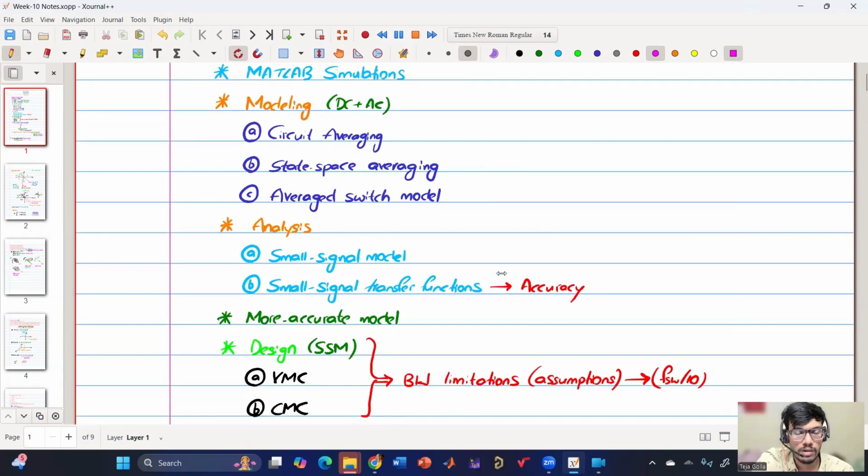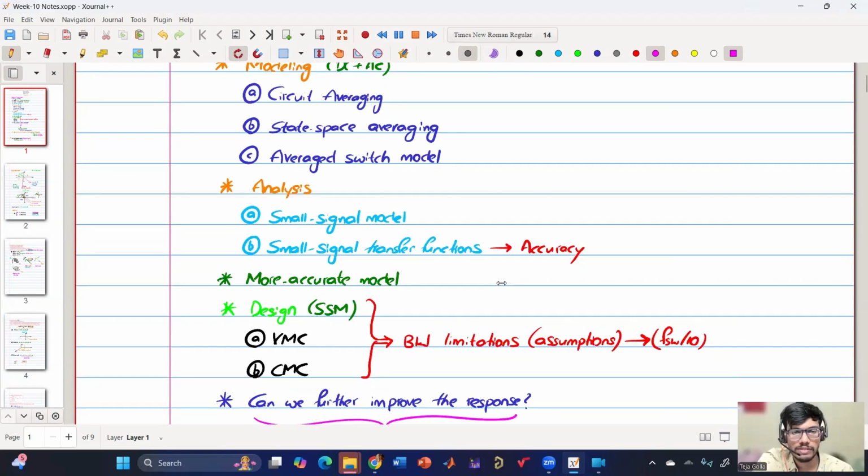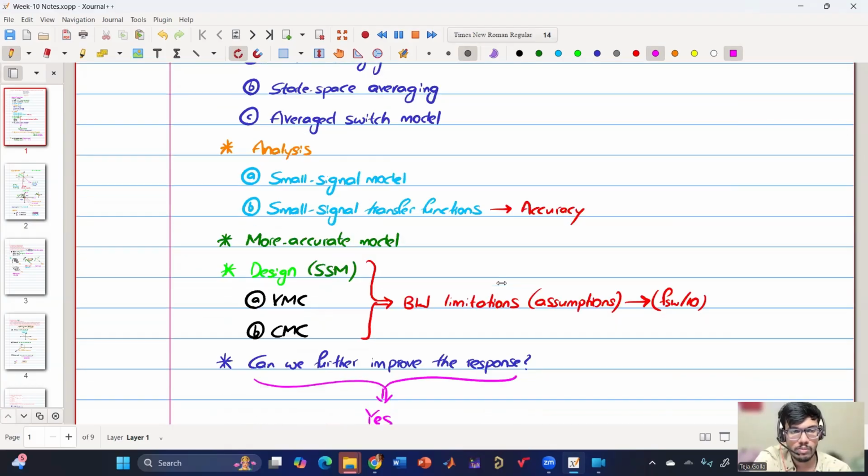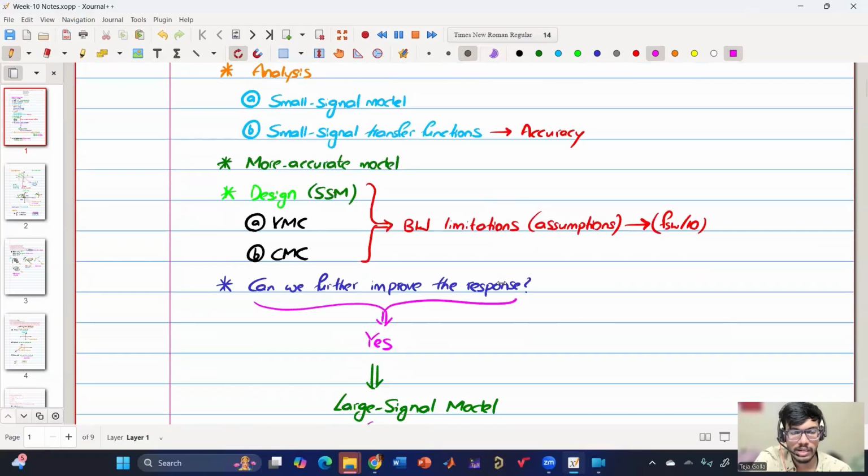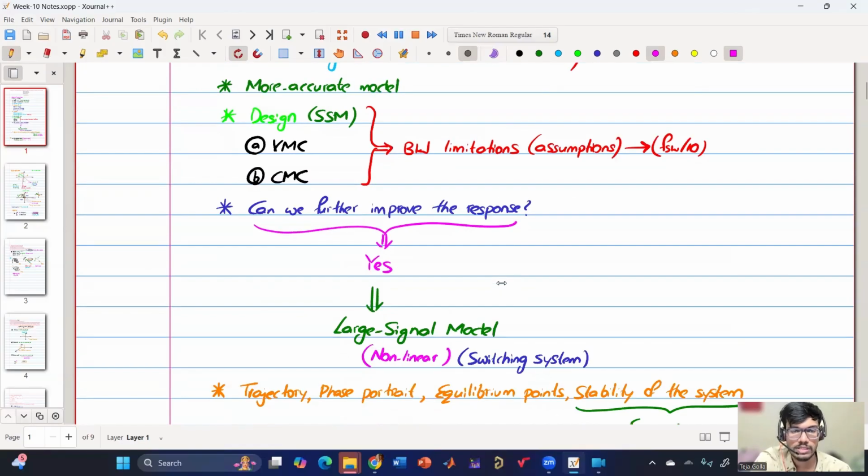And then we learned how to get the small signal model and the small signal transfer functions. Then we saw that there is some accuracy issue with that, so we also learned about a more accurate model. Using the small signal models, we designed the controllers for both voltage mode control and current mode control. But we have seen that there is a bandwidth limitation, limited to switching frequency by 10. Then the question that arises is, can we further improve the response? Yes, we can use the large signal model, which is again non-linear because of the switching action.